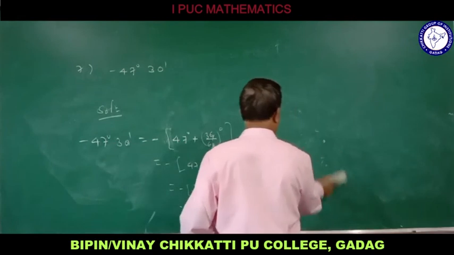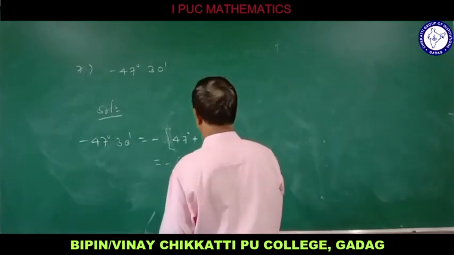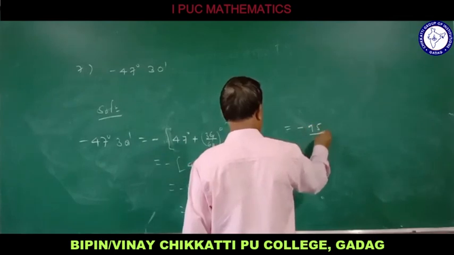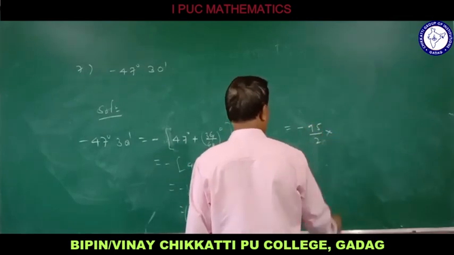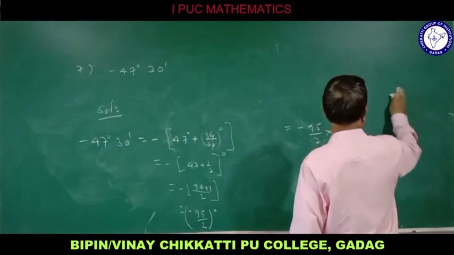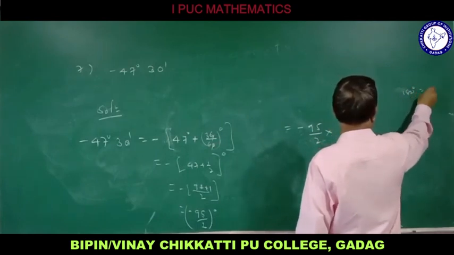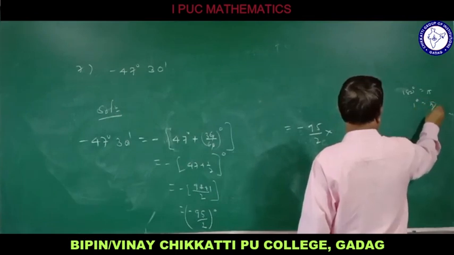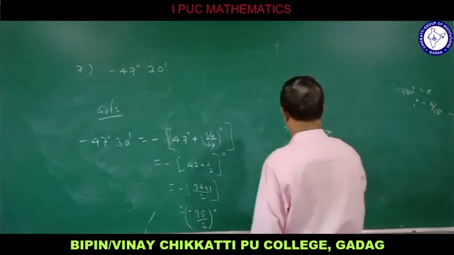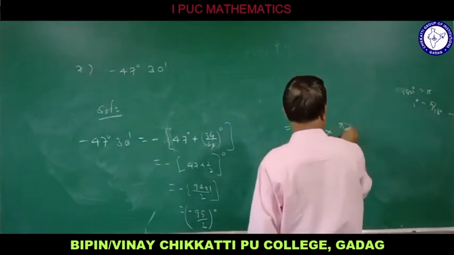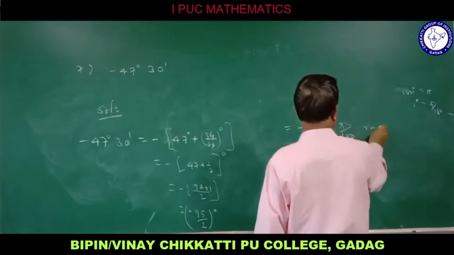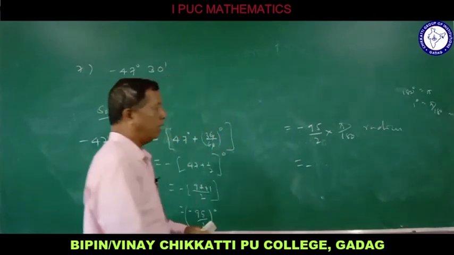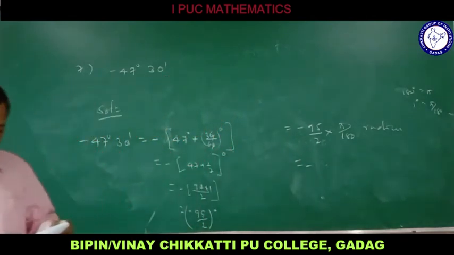So degree, you have to multiply by pi by 180. So this is equal to minus 95 by 2 into, and already I have told you, 1 degree is equal to pi by 180 radian. So here this degree means pi by 180. This is nothing but radian. So you have to simplify this, and accordingly you can write the answer.